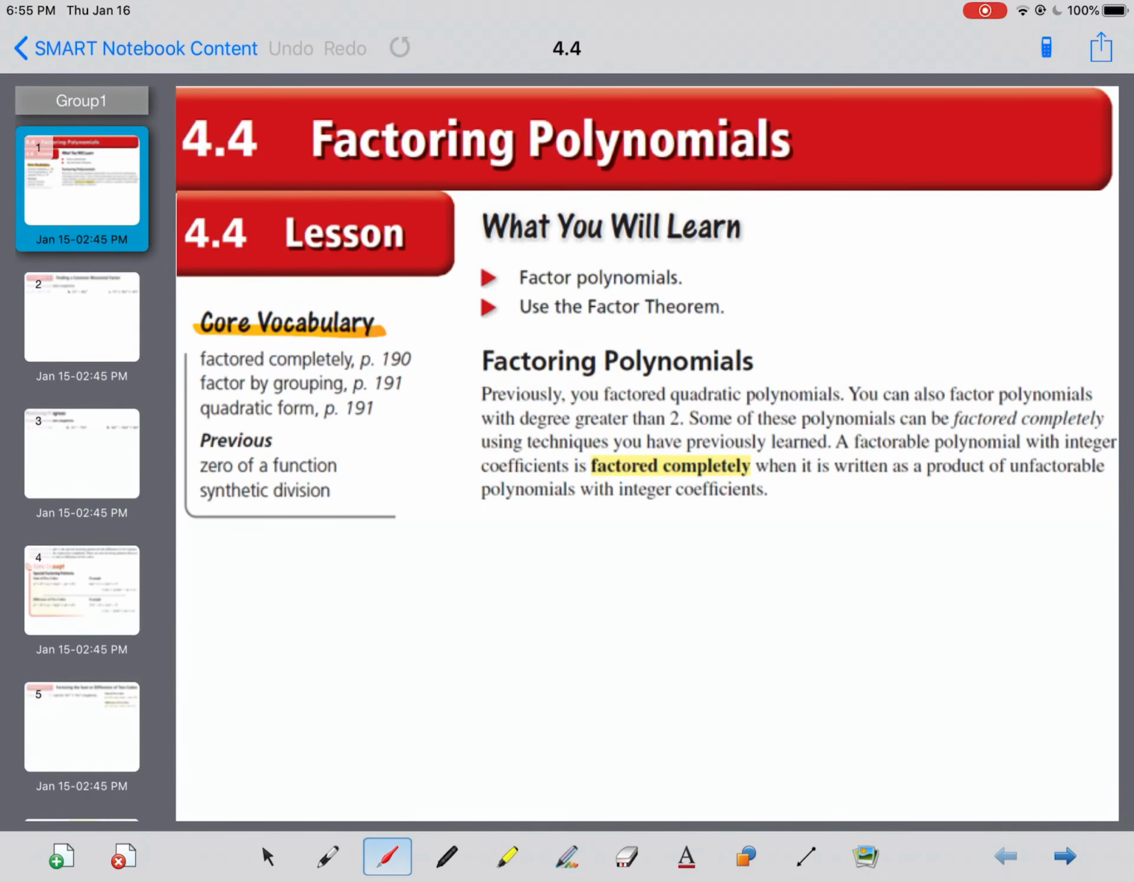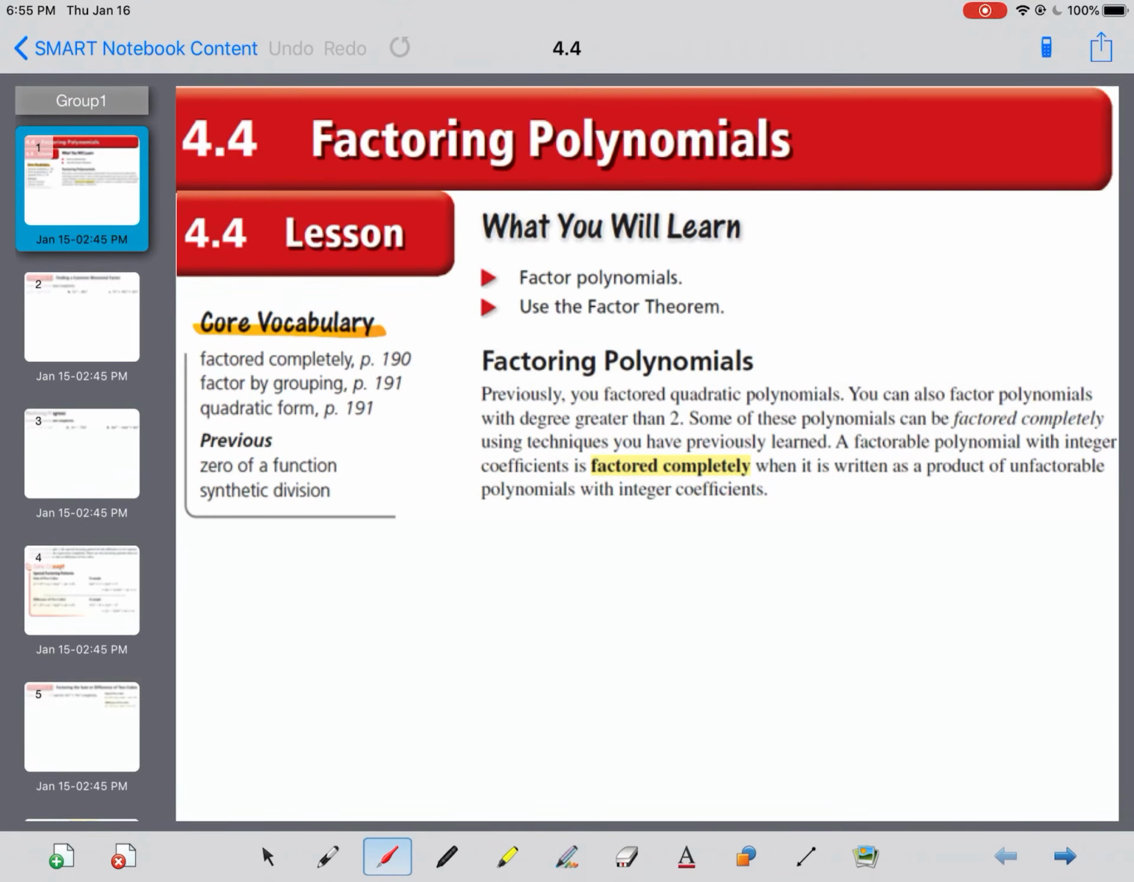Chapter 4, Section 4, Factoring Polynomials. We've been adding, subtracting, multiplying, dividing them. Now we're going to factor them apart. This is just like what we were doing with quadratics. A quadratic is a polynomial. These are just bigger, okay?